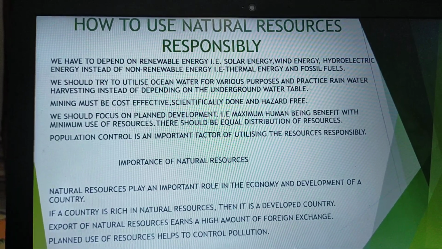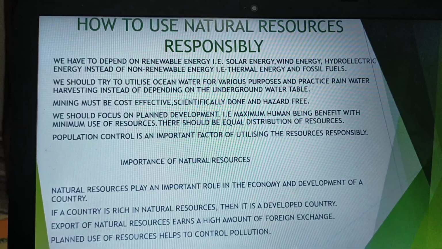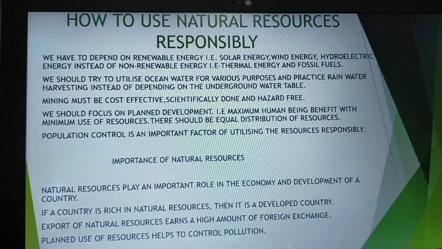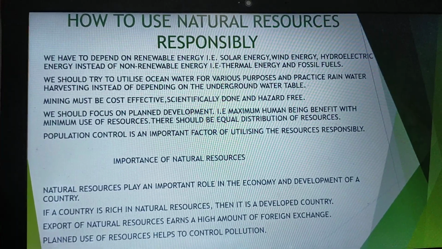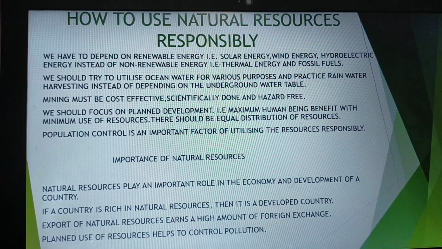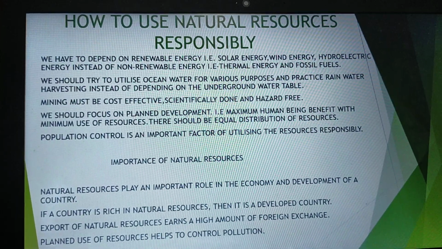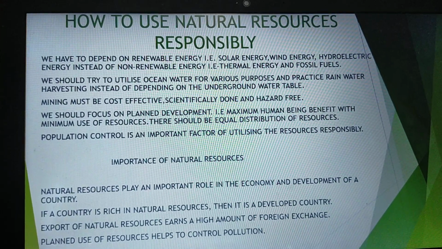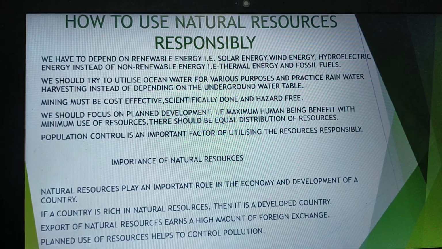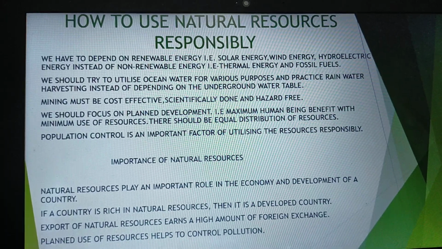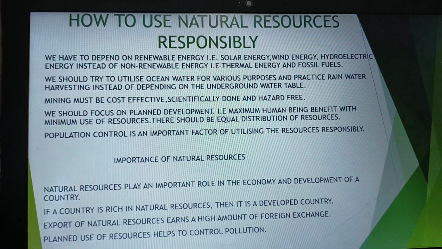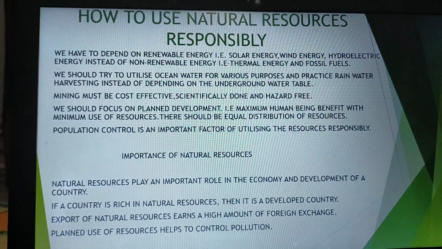Now, what is the importance of natural resources? Natural resources play an important role in the economy and development of a country. If a country is rich in natural resources, then it is a developed country. Export of natural resources earns a high amount of foreign exchange. Planned use of resources helps to control pollution.